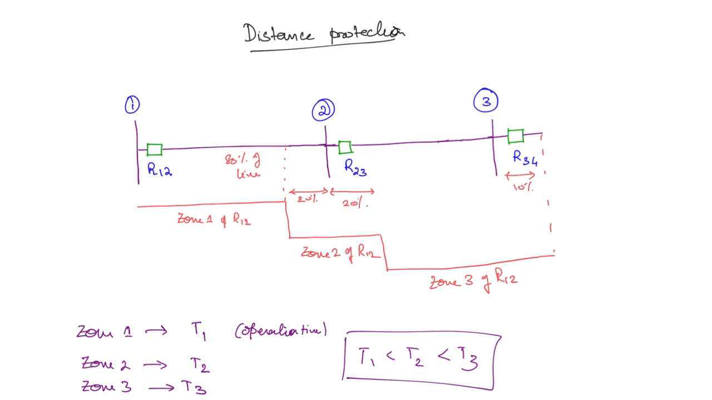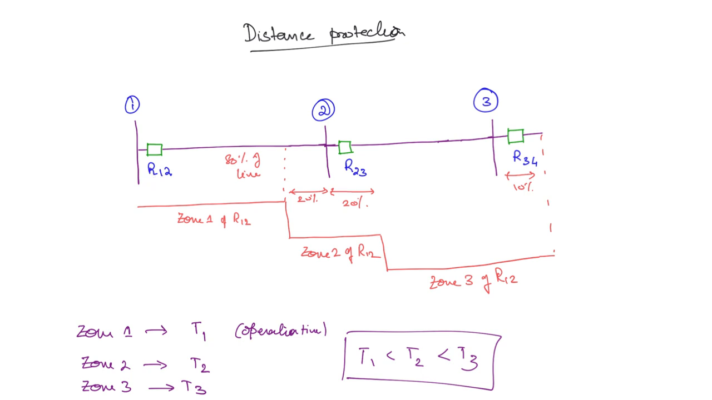If the fault is occurring anywhere in this 80% of the line, then this relay is going to operate immediately. With a certain time delay, there will always be some time delay, but almost instantaneously it is going to work. Now if there is a fault in this 20% and this 20%, then this will operate only after a time delay, and for the next zone 3, there will be further time delay. If there is a fault in zone 3, there is going to be much more time delay before R12 operates. So these are the zones of R12 that we have discussed.